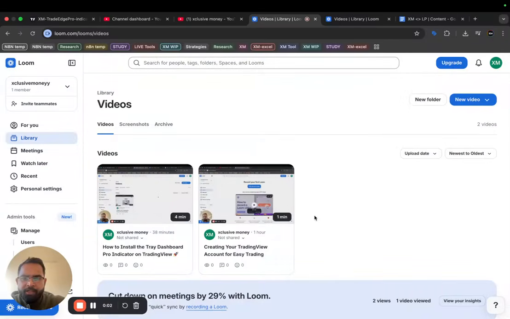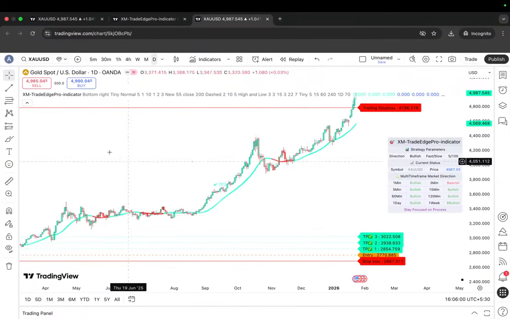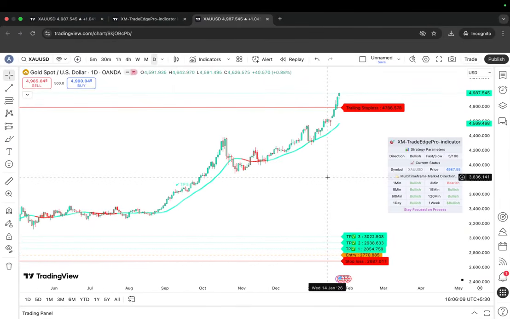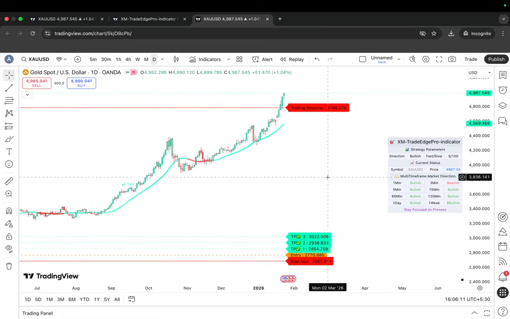Hi guys, so I guess we all now have an installed TradeEdge Pro indicator in our TradingView tool. Now let's understand how to use this indicator for better performance. So first of all, let's understand this table.